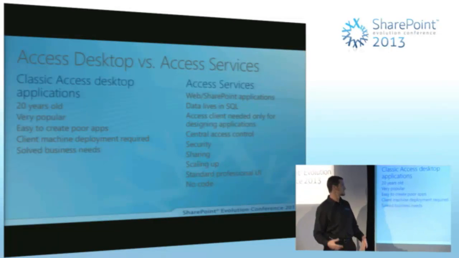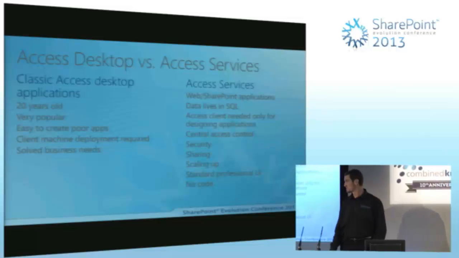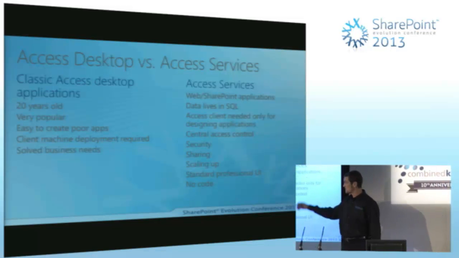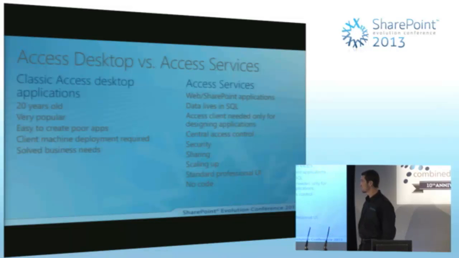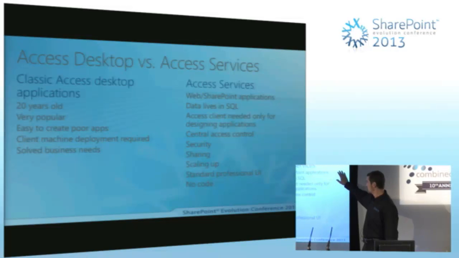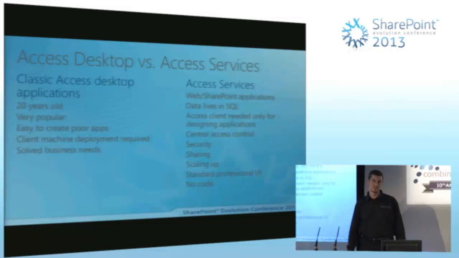Classic desktop applications were very popular back in the day, but it was very easy for end users to build bad applications that ended up being mission critical. And the challenge was that you had to put it out on the clients, and there were all these concerns that IT folks have, which is why Access has the bad reputation it does. Access Services, clearly a pretty different story, right? I mean, the Access client is only needed by people who are actually designing the apps. You have centralized access control, you have centralized security, you can share the apps very easily, you can scale it up, et cetera, et cetera. So there's a lot of reasons why this is compelling for the right use cases.